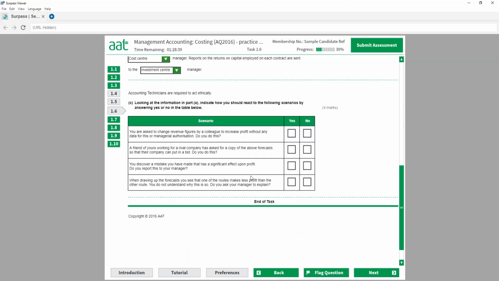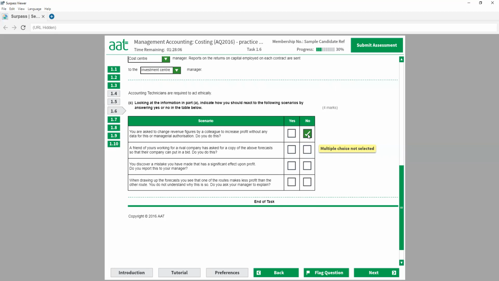All right, the next part we have is the ethical question. It's not a difficult one. Let's try to do this one. So the next one we have here, looking at the information in part A, indicate how you should react to the following scenarios by answering yes or no in the table. You are asked to change a revenue figure by a colleague to increase the profit without any data for this or managerial authorization. Do you do this?